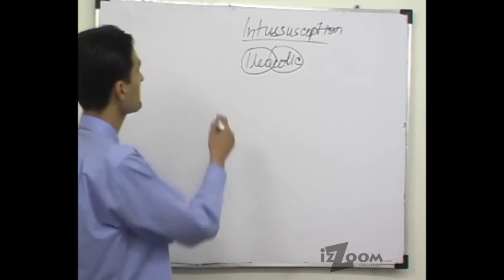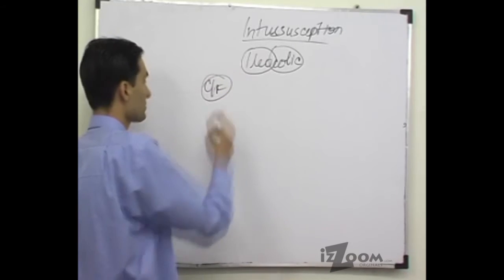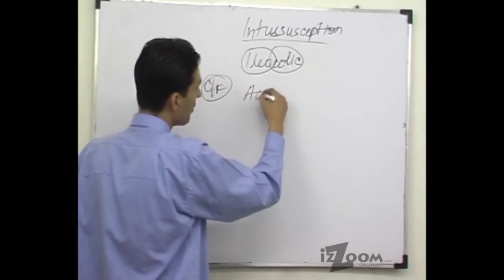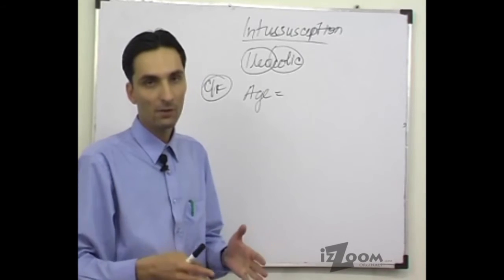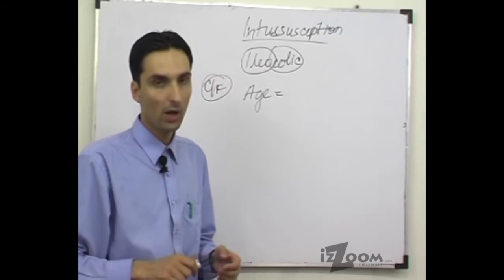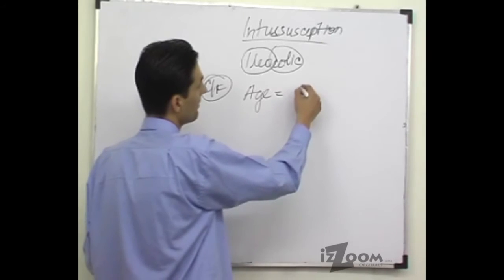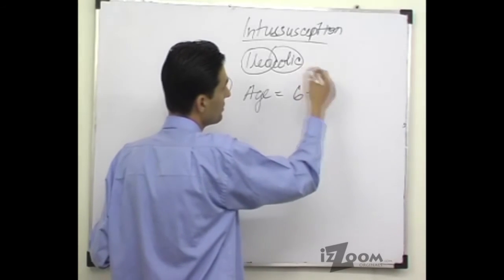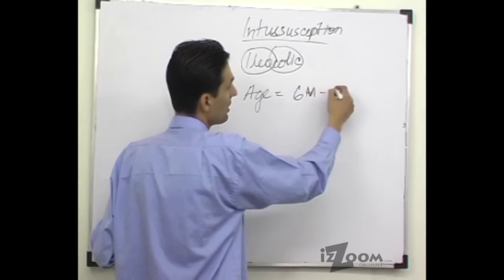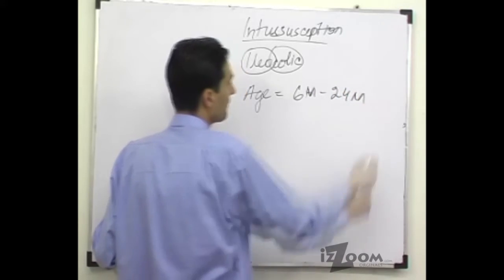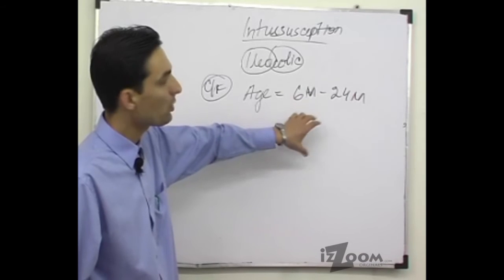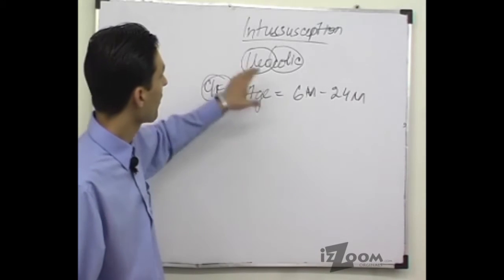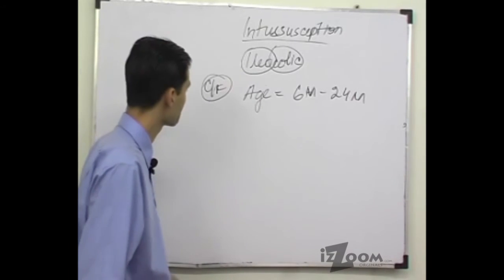How do these patients present to you clinically? What are the clinical features? Well, the most common age group for intussusception is infants, less than 1 year of age, and this disease commonly occurs in 6 months to 24 months of age. 6 to 24 months of age is the most common age group for this intussusception to occur.